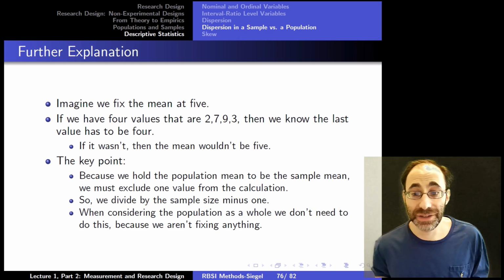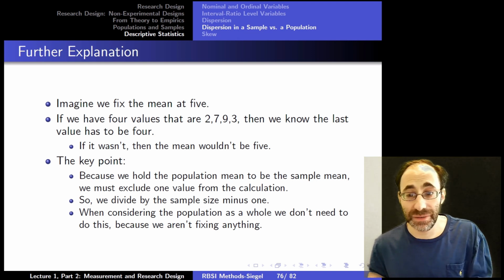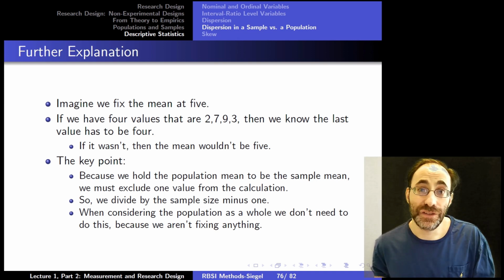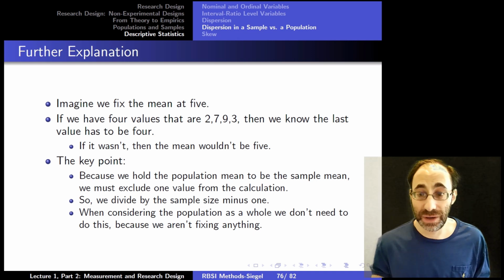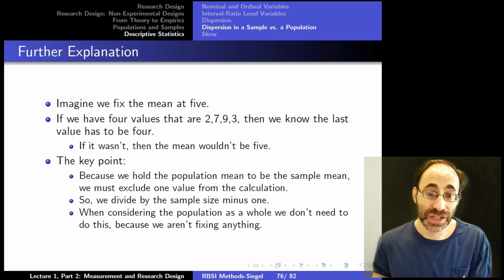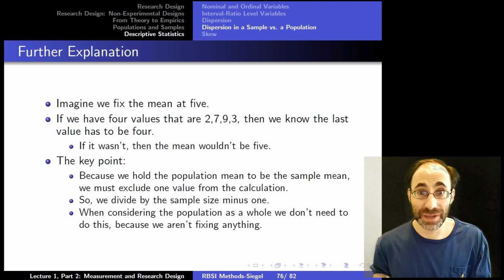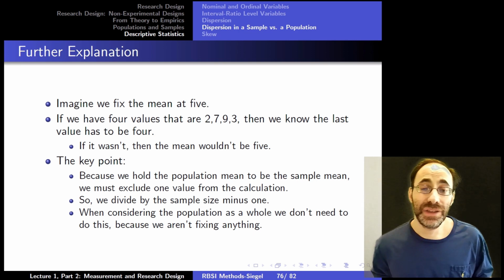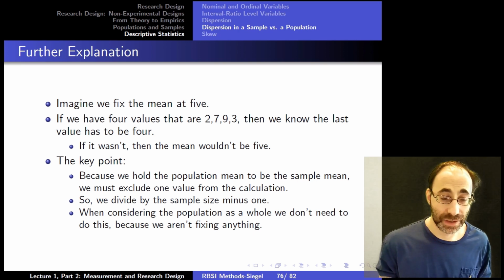So what we do when we calculate the sample standard deviation is we exclude one value from the calculation. We take the n minus 1 because we've held the population mean to be the sample mean. So we exclude one single value from the calculation. So we divide by the sample size minus 1 instead of the entire population size.